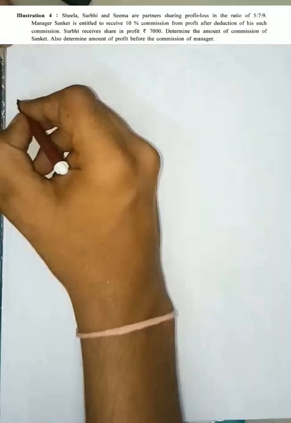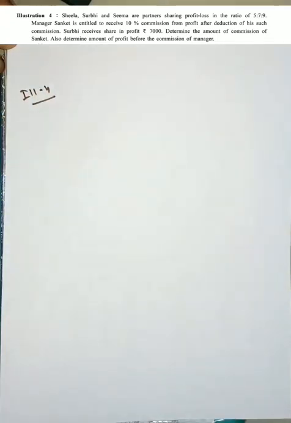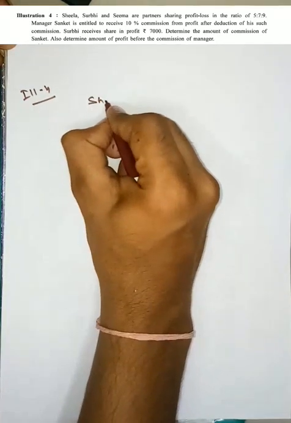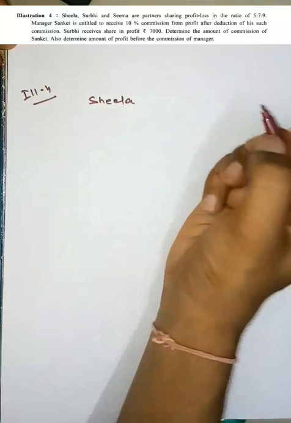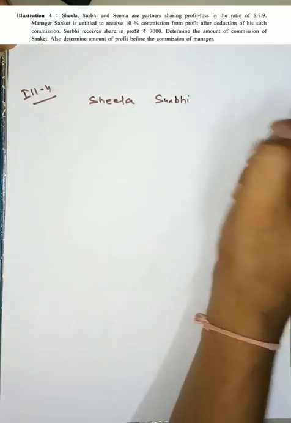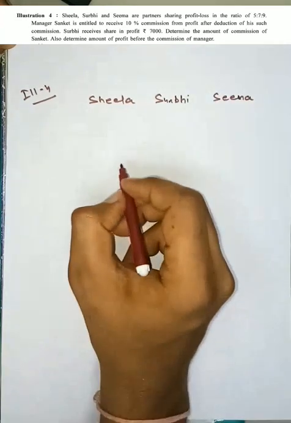Let's start the next example. Illustration number 4. Sheila, Surbi and Seema are partners sharing profit and loss in the ratio of 5:7:9. So the names of the partners are Sheila, Surbi and third, that is Seema. There are 3 different partners.